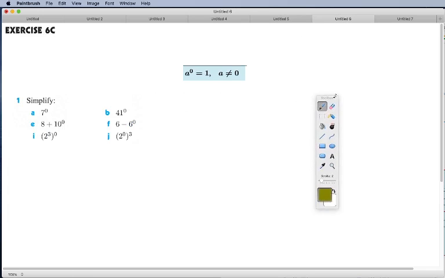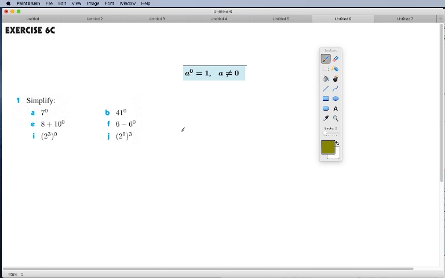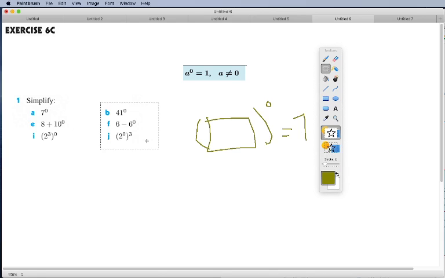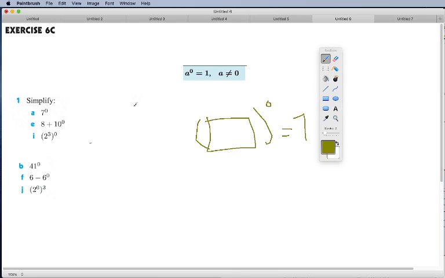In exercise C, this is the zero index law, which is the easiest out of all of them, because if I have anything, no matter what this is, to the power of 0, that's equal to 1. So if we look at some of the examples, they're straightforward. We have 7 to the power of 0, 1. 8 plus 10 to the power of 0, which is 1, so that gives us 9. And once again, we have 2 to the power of 3. And if you do that on your calculator or in your head, you're going to get 8. And from there to the power of 0, we also get 1.